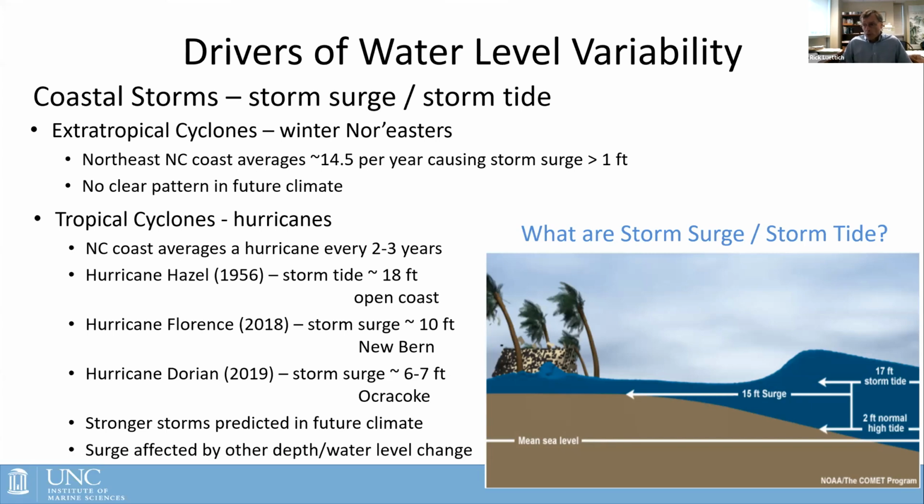The storm surge that occurs from these storms is definitely affected, like the tides were, by the basic water depth and water level changes that are otherwise occurring in the system. We'll come back to that in a minute. But all of these things do interact and interplay with each other, ultimately to impact what it is we have to deal with here on the coast.